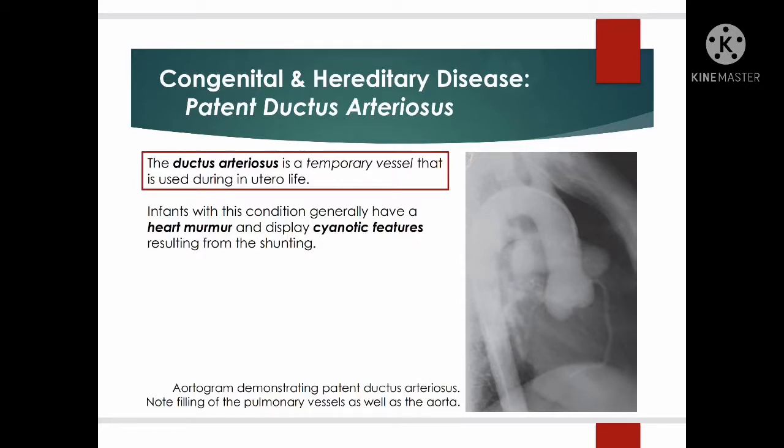The ductus arteriosus is a temporary vessel that is used during in utero life. This condition is more common in premature infants, those born before 28 weeks of gestation, especially in those with respiratory distress syndrome. Infants with this condition generally have a heart murmur and display cyanotic features resulting from the shunting. Echocardiography is the imaging method of choice for evaluation of severity, while color Doppler technology demonstrates the reverse pulmonary artery flow during diastole and shows the full length of the ductus arteriosus.